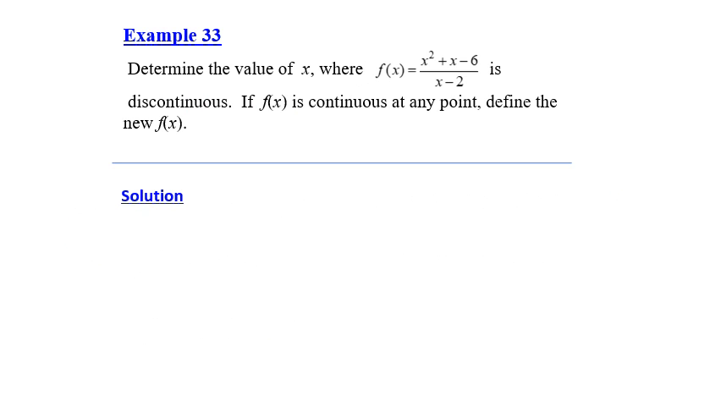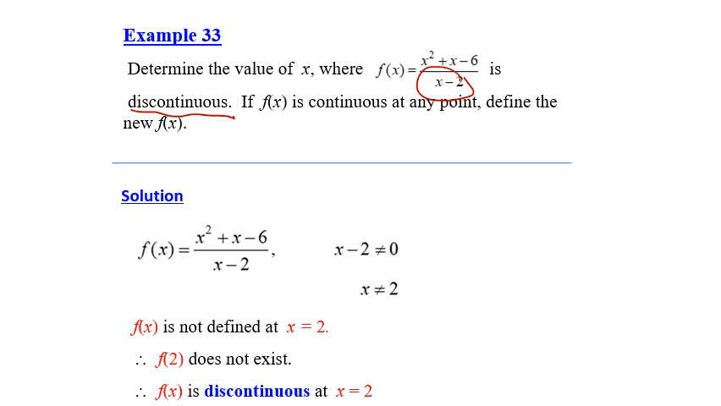Right, so now we get example 33. Determine the value of x where the function f is discontinuous. If it is continuous at any point, define the new f(x). First we solve where the function is discontinuous. We have a denominator here, x minus 2, so x cannot be 2. This is the point where the function is discontinuous.